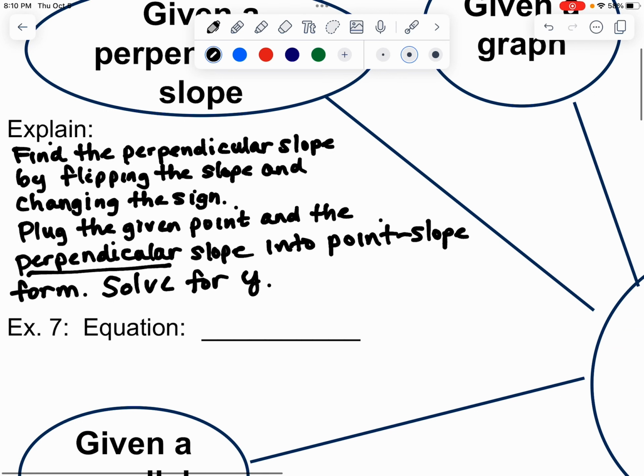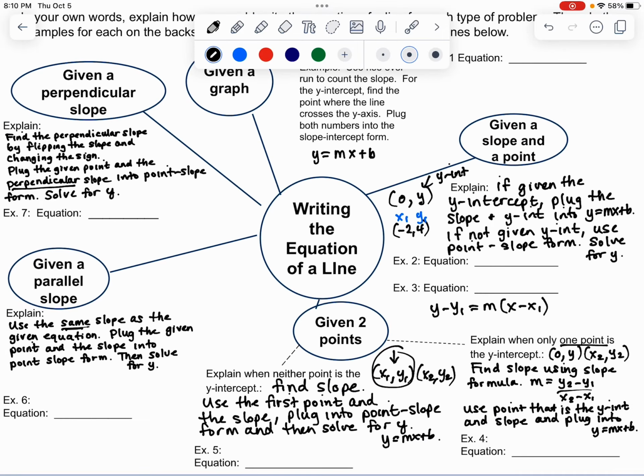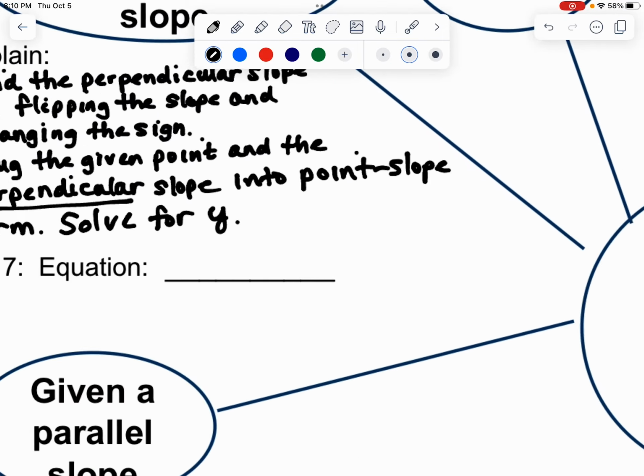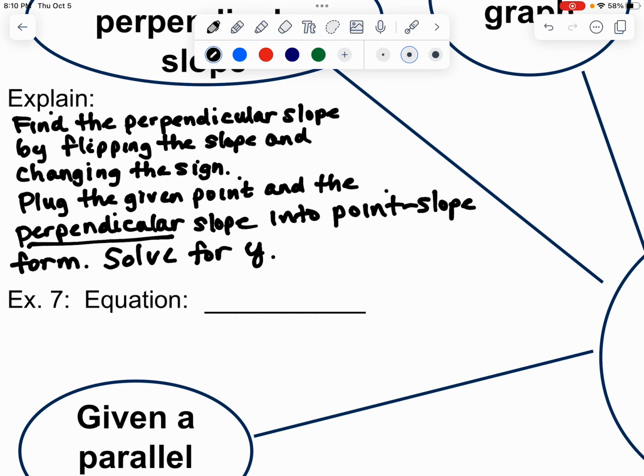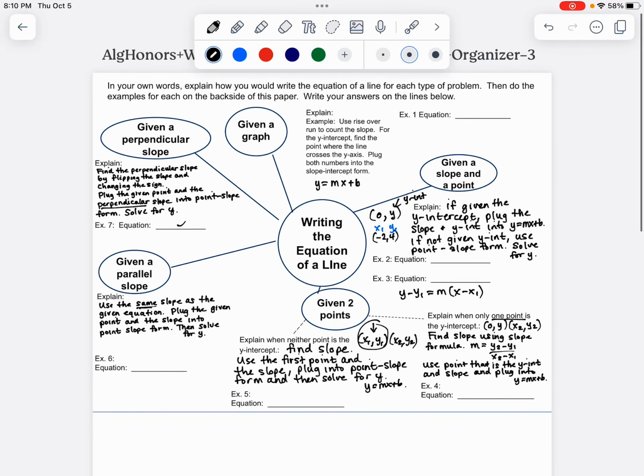All right, now turn it over and do example number 7. Write the equation, and then you should have all the equation answers filled in on the front of this sheet. So once you get your answer on the back, turn it over, write your answer here on the equation line, and then check with me to see if you have everything correct. And if you still need help, raise your hand and I can come and help you.